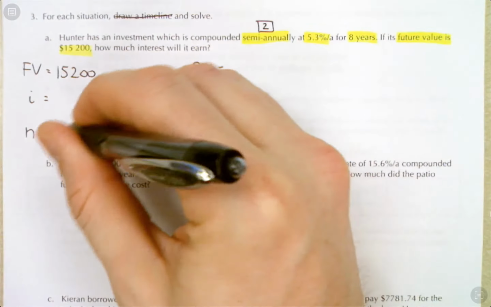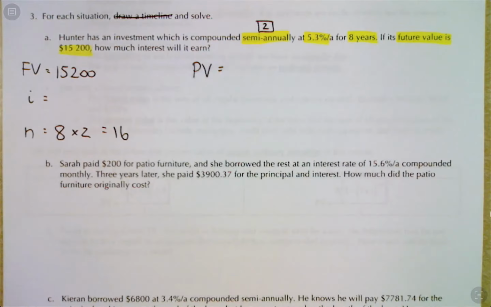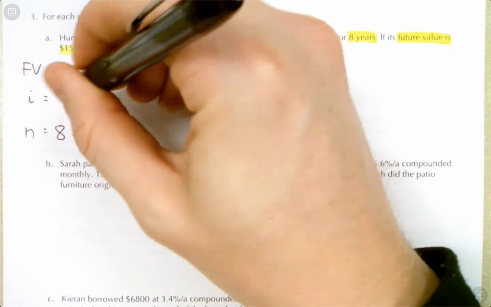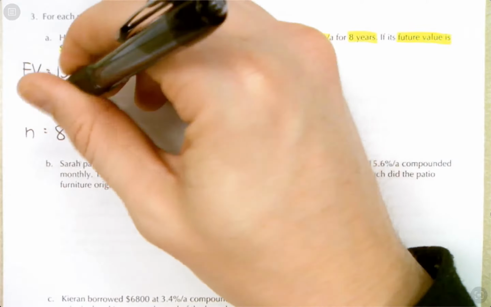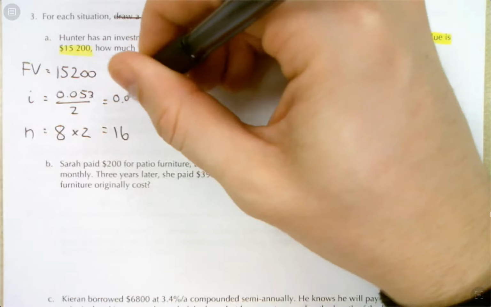8 years times 2 equals 16. For interest, 0.053 is the interest rate as a decimal, divided by 2. Remember, I divides by 2, N is times by 2. That is decimal 0.0265.